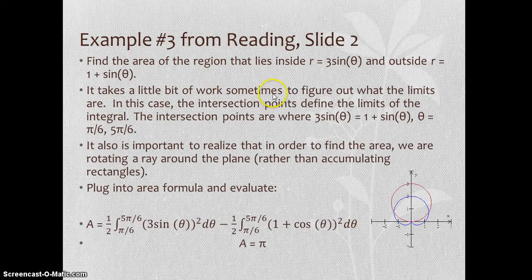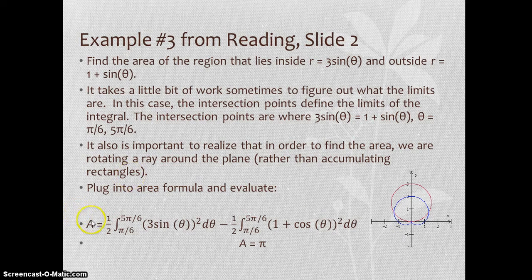Find the area of the region. It takes a little bit of work first to figure out what the limits are. In this case, the intersection points are what define the limits of the integral. That'll be where 3 sine theta is equal to 1 plus 2 sine theta, making theta equal to pi over 6 and 5 pi over 6. Those two angles, pi over 6 and 5 pi over 6, will be the boundaries of our region. It's important to realize, as I'll demonstrate in class, that in order to find the area, we are rotating a ray around the plane. Wherever that ray hits the graph, that's the sector area that we're accumulating. It's a little bit different than accumulating rectangles, and we'll have a little bit of trouble at first trying to understand exactly what region we need to find.